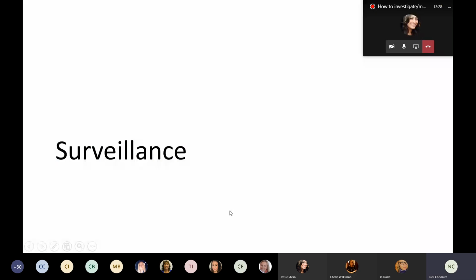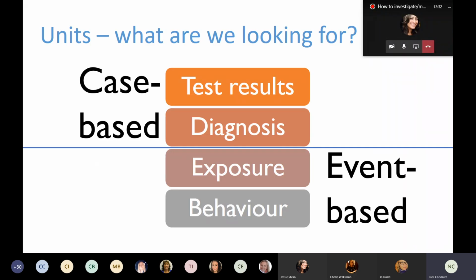So that should be surveillance systems. Looking at how do we actually develop that system? What should the system do? And the first question we can ask there is what are we collecting? What's the kind of unit of collection that we're looking at? Are we just going to look at test results and diagnoses, or do we need to know other things?